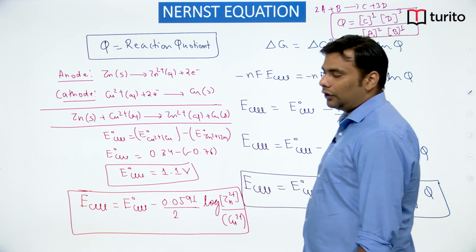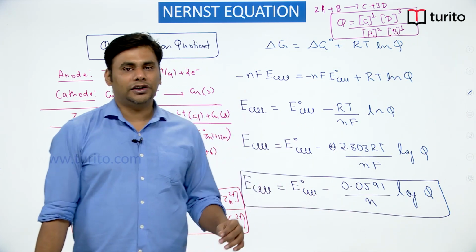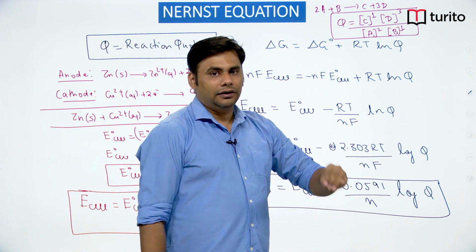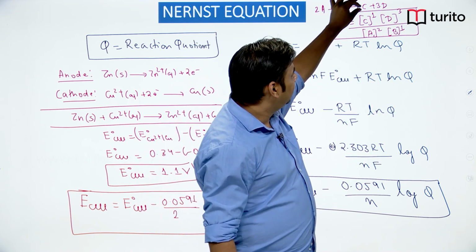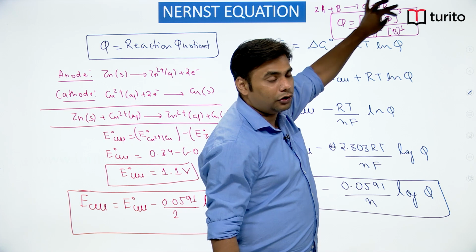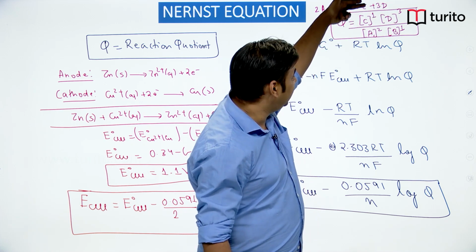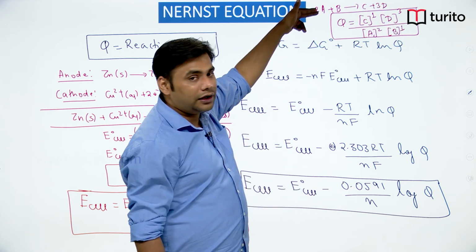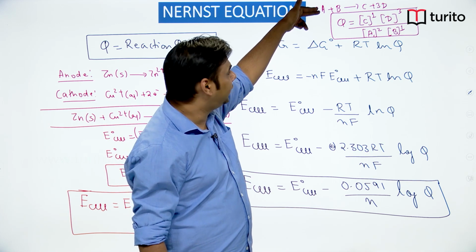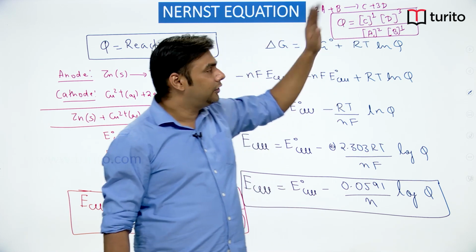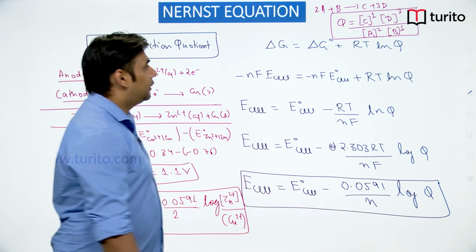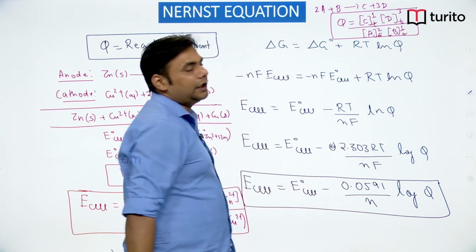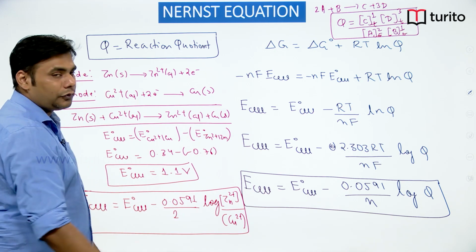So you can write the Q for any reaction which is given to you. Q is basically the product of the concentrations of the products raised to the power of their stoichiometry, divided by the product of the concentrations of the reactants, A raised to power 2 into B raised to power 1. So this is how you get the reaction quotient. This is measured at any time t, and this is your overall EMF.